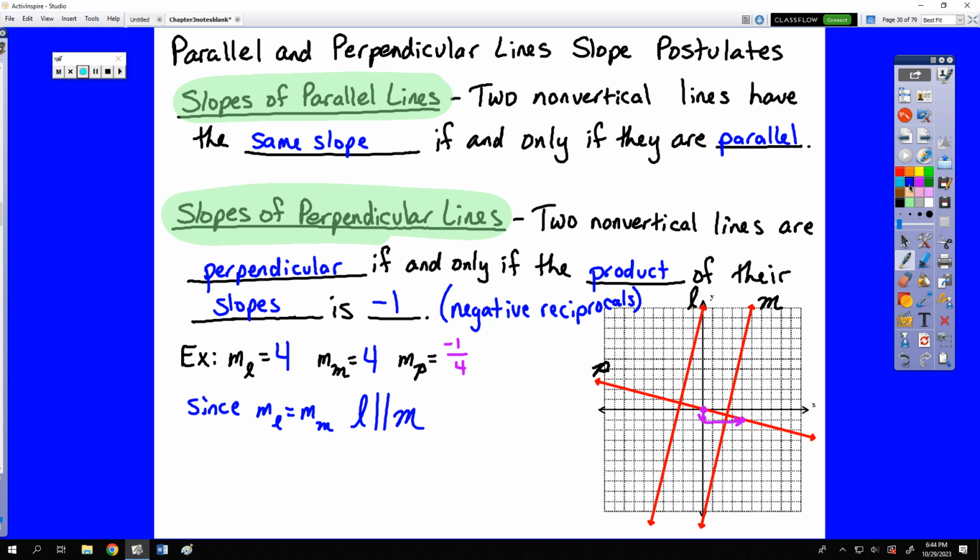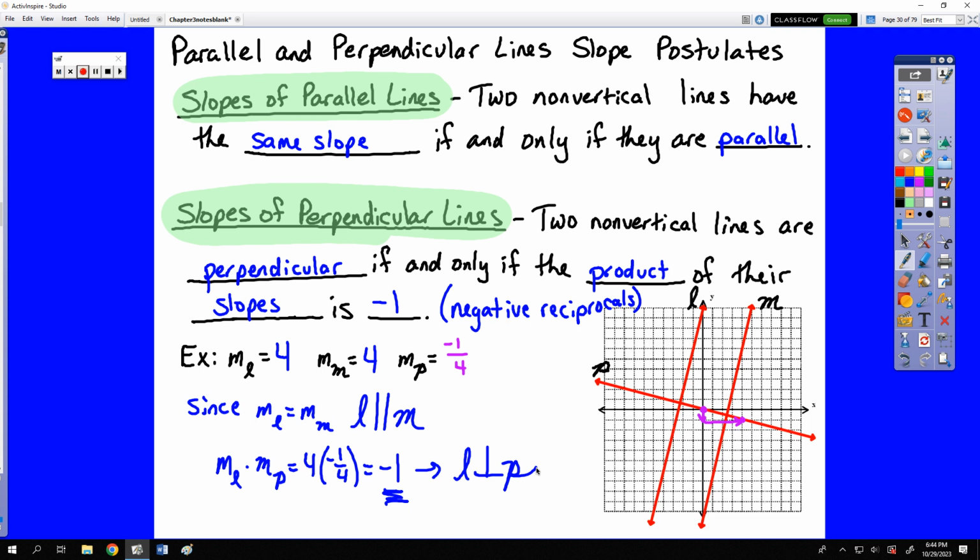However, if we multiply the slope of line L by the slope of line P, which means 4 times -1/4, that is -1. What that tells us is that L is perpendicular to P. So in other words, all we need to do to figure out whether two lines are parallel is check to see if their slopes are equal.